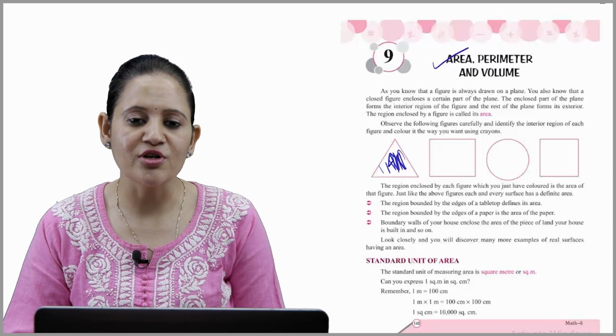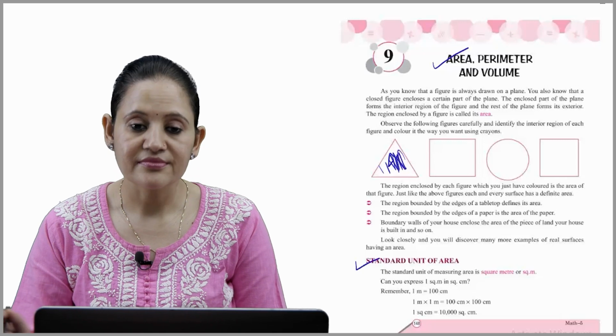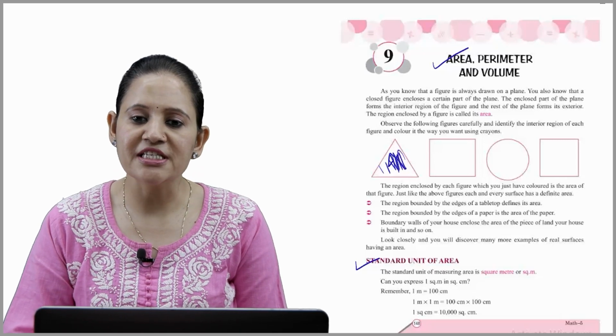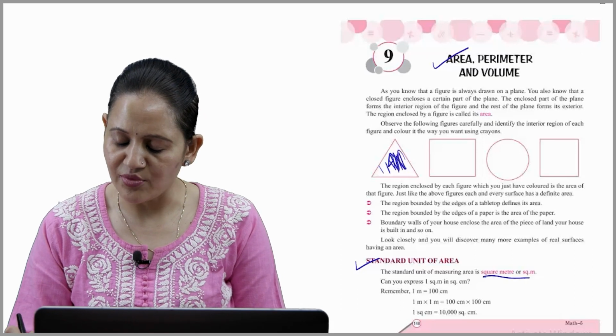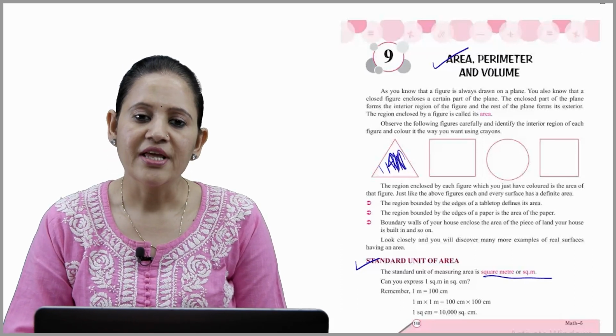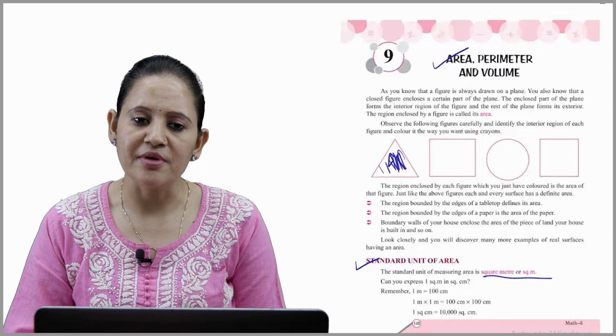Next is the standard unit of area. The standard unit for measuring area is square meter. We can write it in both ways. So, area की जो standard unit है, that is square meter.